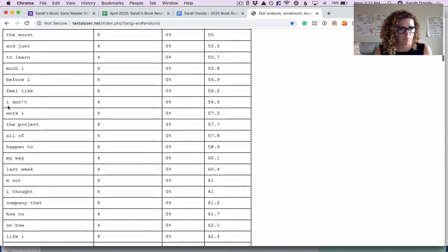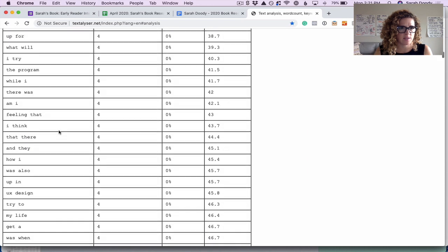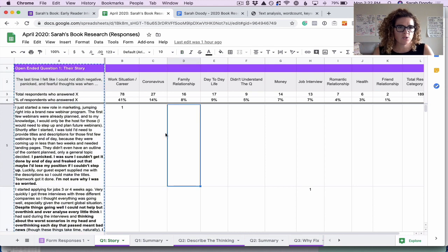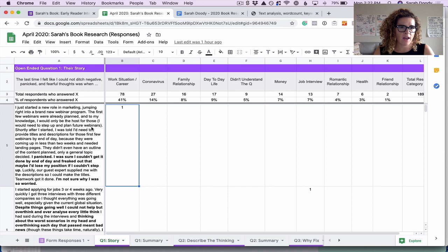So the purpose of this little exercise of quickly analyzing this text is that if we go back over here, I want to come up with categories that I could assign each answer to. So I came up with categories based on this analysis of this column. It seemed like categories or trends were people felt panicked and that they couldn't ditch negative thoughts when it came to their work, coronavirus, family and relationship, day-to-day life, they didn't understand the question. That's just there so I can track which answers are useless. Money, job interview, romantic relationships, health, friendship, and that's it.